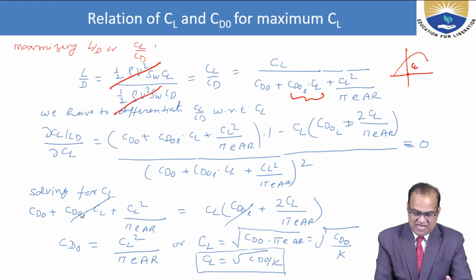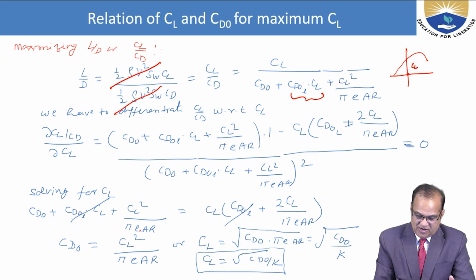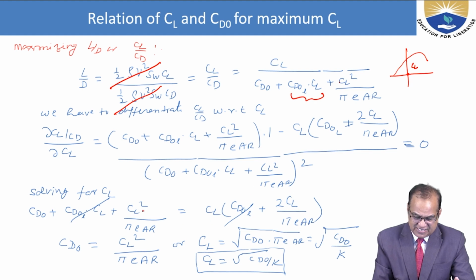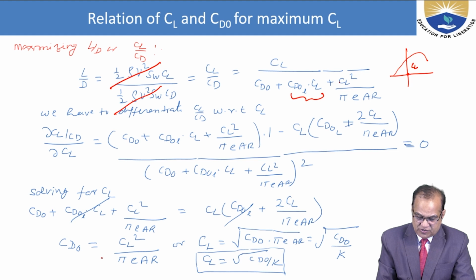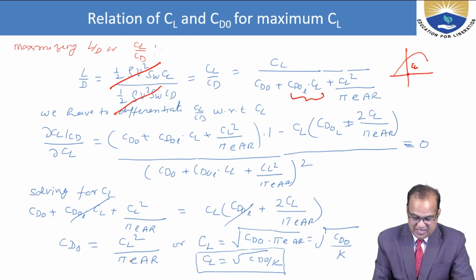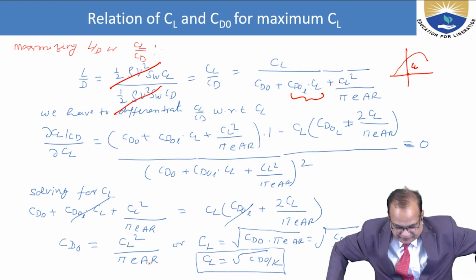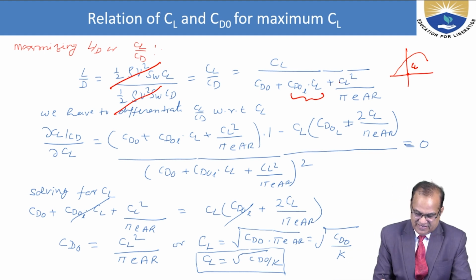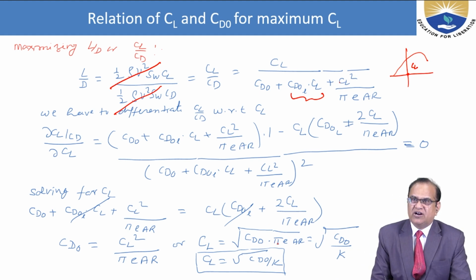So now CD naught plus CD naught L into CL plus CL square by pi E aspect ratio is equal to CL into CD naught L plus 2CL by pi E aspect ratio. So this and this are cancelled. So CD naught is equal to CL square by pi E aspect ratio. So we will get here that this CL is equal to under root CD naught times pi E aspect ratio. We can write this as under root CD naught by K. So we got this relation that CL is equal to under root CD naught by K for a maximum value.